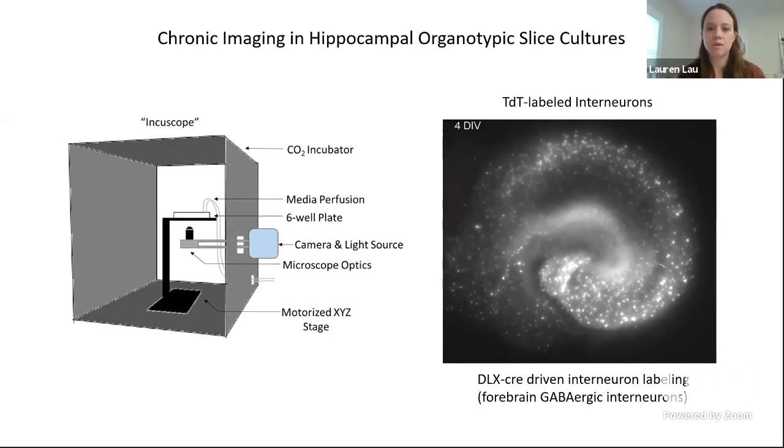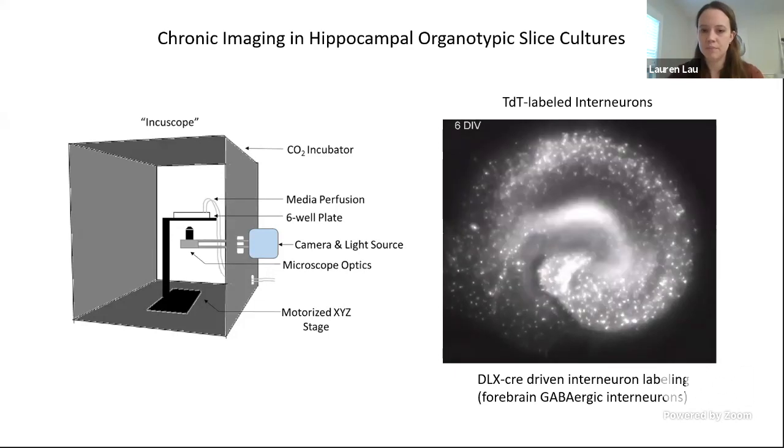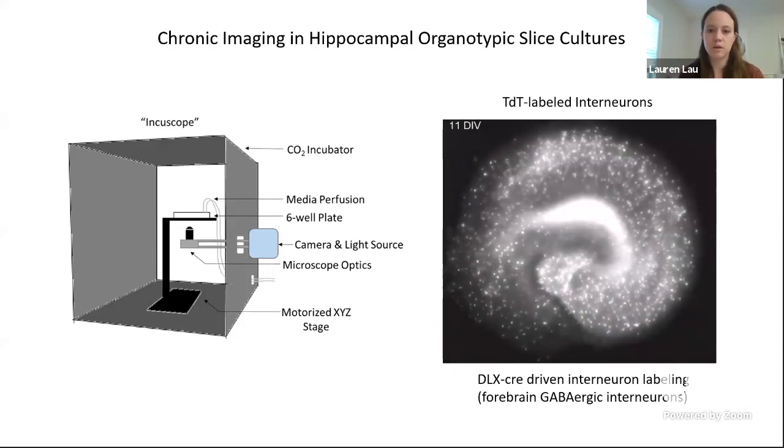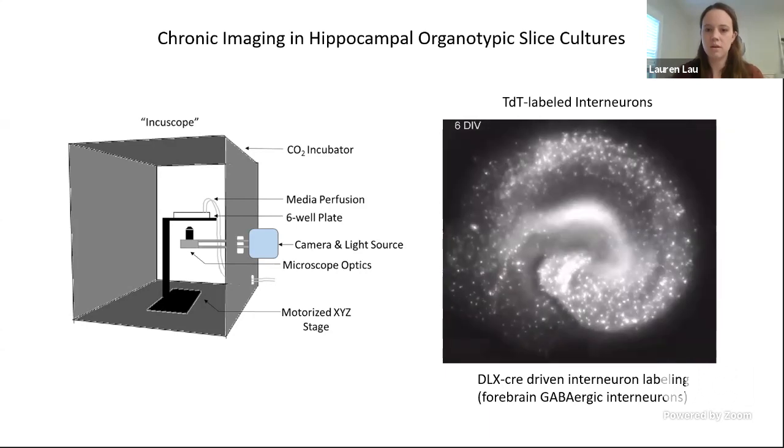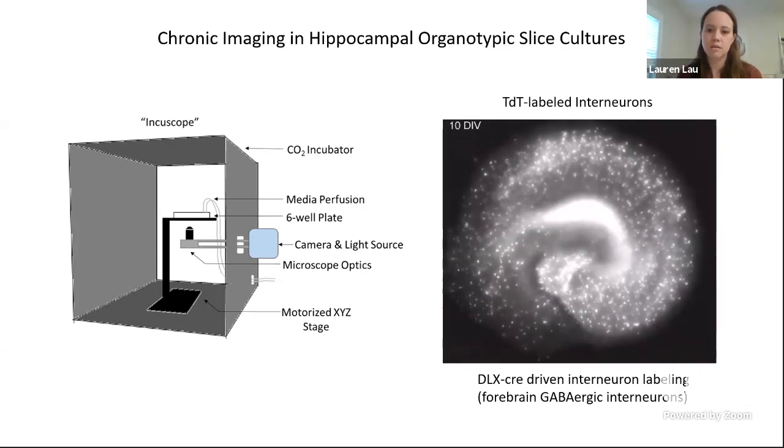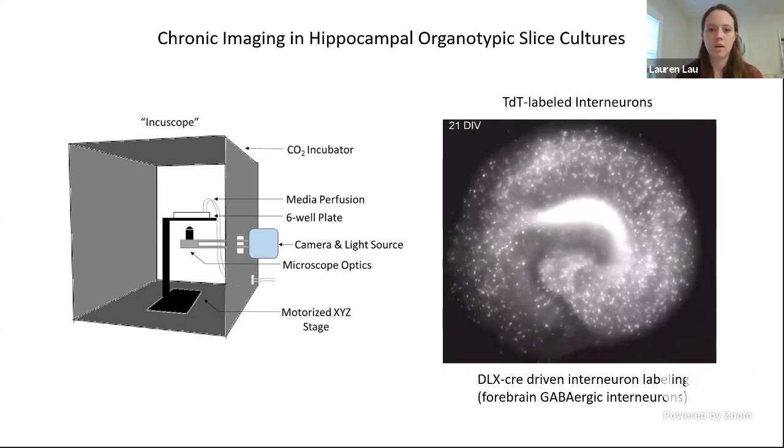In these preparations, I'm also labeling the interneurons. This is an example of tdTomato-labeled interneurons under a DLX-Cre driver. I'm going to play this through so you can see what the interneurons look like over time, and to really highlight the stability of these slices in culture. I'll let that loop through one more time, and you can see that the overall anatomy of the slice is very stable. There's a little bit of cell loss over time, but not a lot.